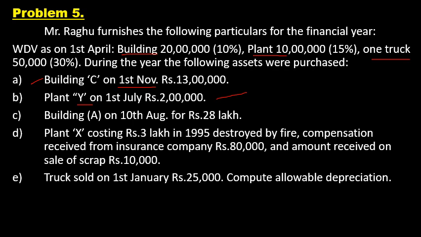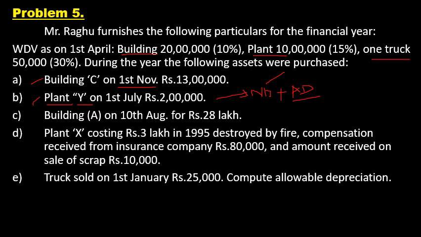So we have to calculate it together with the old plant. For this you have to calculate normal depreciation, which is common for all the assets, plus additional depreciation for the new plant. This is plant and machinery. It comes under the category of plant and machinery. A new plant has been purchased in the previous year, so you have to calculate normal depreciation, which is applicable for all assets, together with additional depreciation for this particular asset.